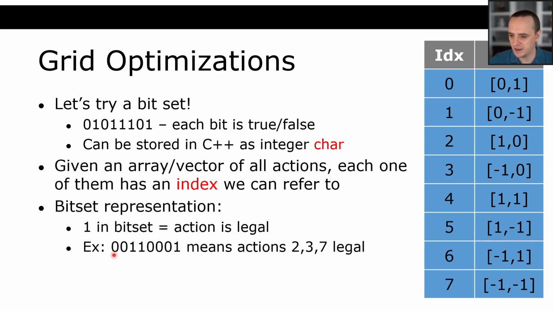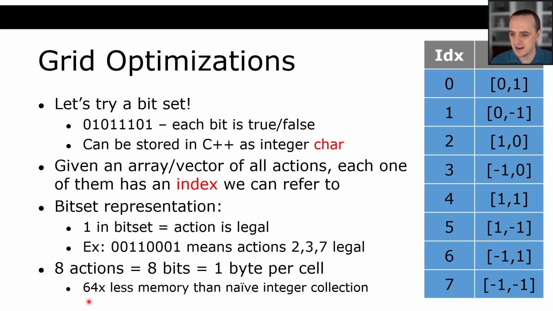So here we have bit 0 is 0, bit 1 is 0, bit 2 is 1, bit 3 is 1, and so on. So 0011, 0001 means that all the bits with a 1 are legal. So actions 2, 3, and 7 are legal. So if we have now just a 1-byte character in each of our cells storing this bit set, if we had a cell that had this exact value, it would mean that the actions of going right, going left, and going down left would be legal. See how that works? So it's really cool.